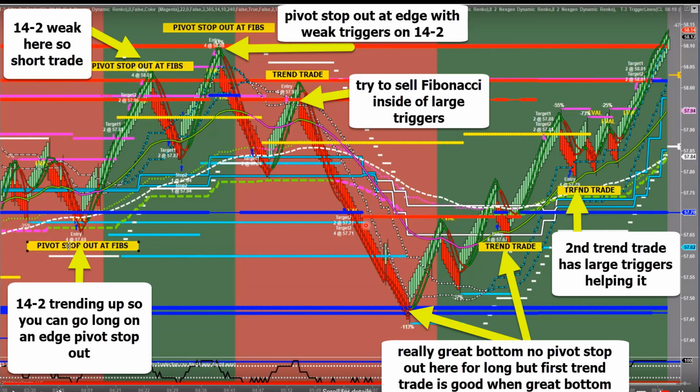And then when it gets to Fibonacci support, you're going to place a limit order at the bottom. No trade. But if it starts trending up, you will buy pullbacks, and you will do trend trades. There's only two trades, guys. Pivot stop out at the divergence, at the fibs, or trend trades. With the triggers, with the fibs, with the correct color, that's it.